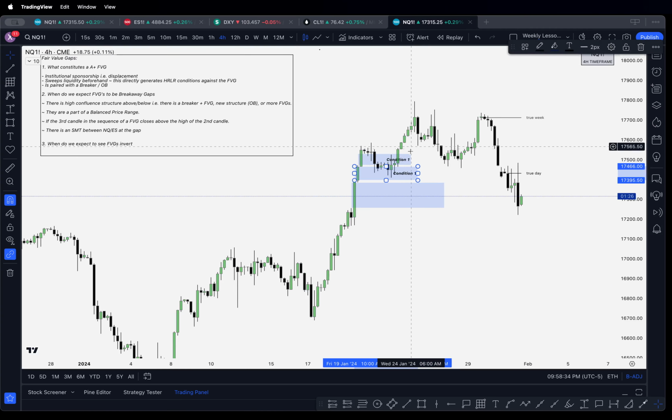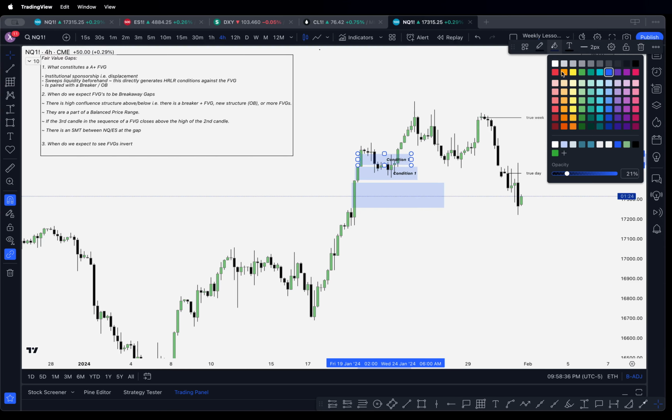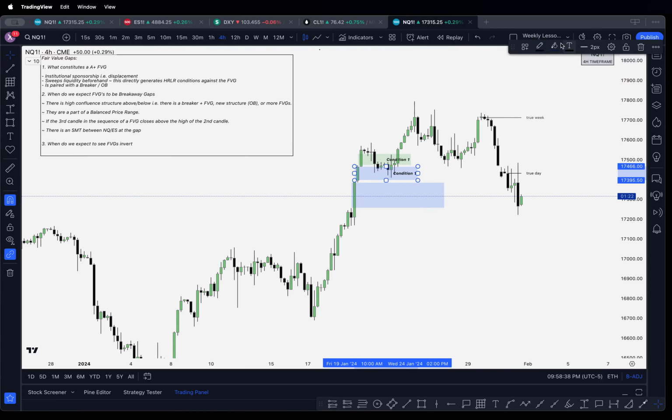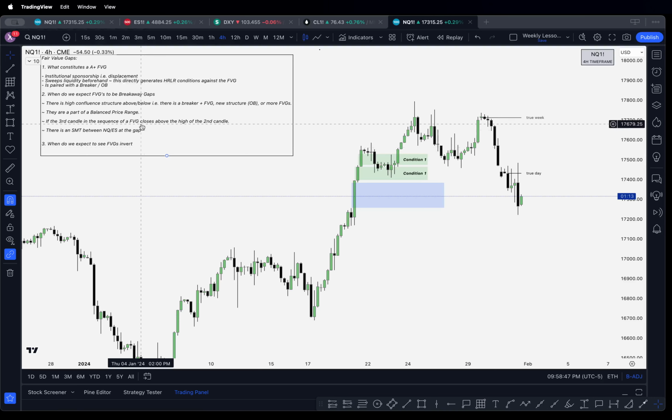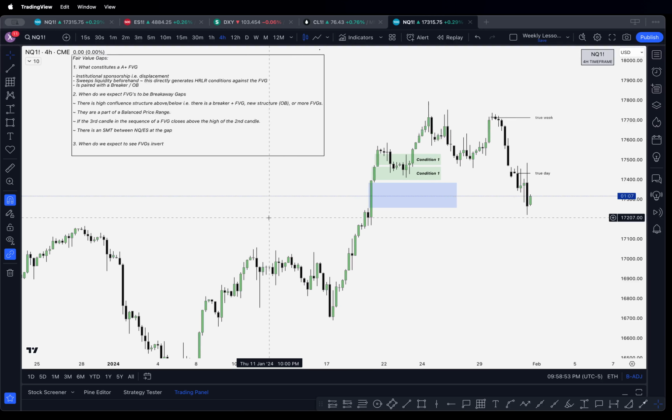We'll make these fair value gaps a different color, so in our notes we have just the one breakaway gap. Okay, that's our condition 1. Niku, you're gonna do condition 2. Yes, so condition 2 is if it's part of a breakaway gap, a balance price range.